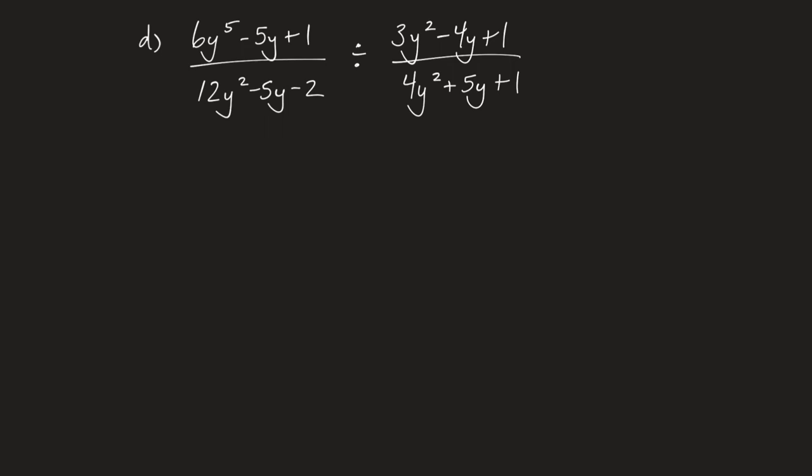Okay, we're back. So we're going to have a fair amount of factoring to go through here. So let's take a look at the first one. Two numbers that multiply to give 6. Two numbers that multiply to give 1. I need a -5. So I have a 3y minus 1 and a 2y minus 1.